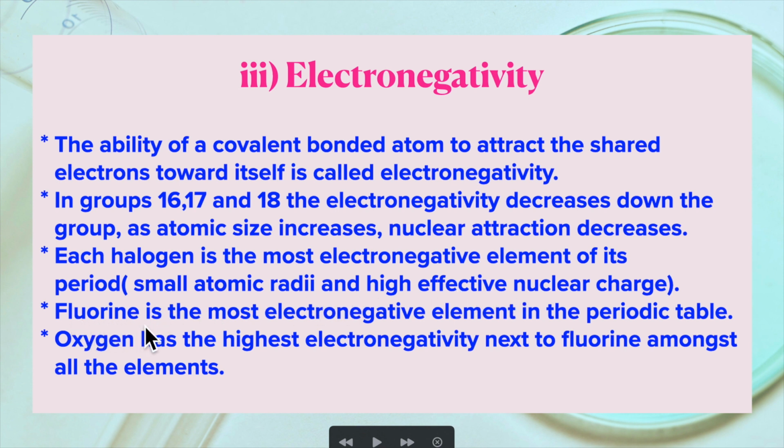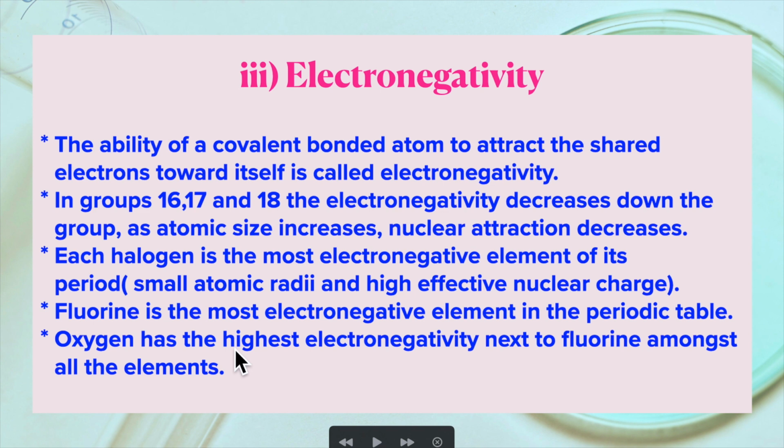Now remember, fluorine is the most electronegative element in the periodic table. Why is it the most electronegative element? Because fluorine has the smallest atomic radius amongst all the halogens, and so the electronegativity is more for fluorine and it is the most electronegative element. And oxygen has the highest electronegativity next to fluorine amongst all the elements. After fluorine, oxygen has the highest electronegativity due to its smaller size.